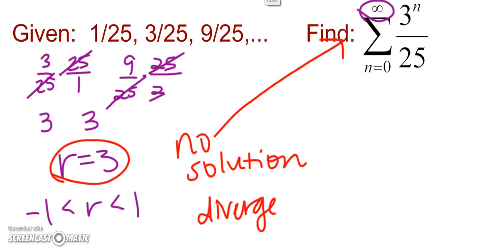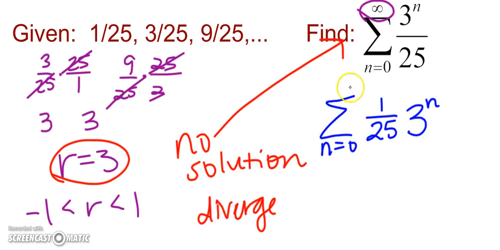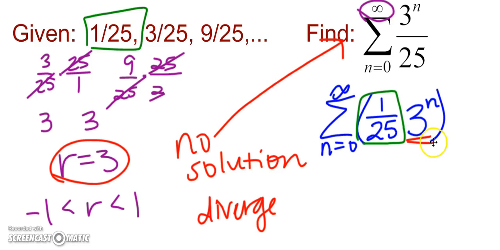Now, another way that you could have noticed that without looking at the sequence itself is looking at this right here. We know that this is 3 to the n, so that's some sort of geometric, because geometric implies exponential growth. We've talked about that. Dividing by 25 is the same thing as multiplying by 1/25. So we know that our initial value is 1/25, and our common ratio is 3. Just from looking at this, because 3 is to the nth power, we know that this is going to diverge. There is no solution. You cannot find the infinite series.